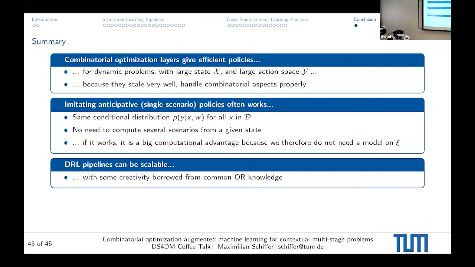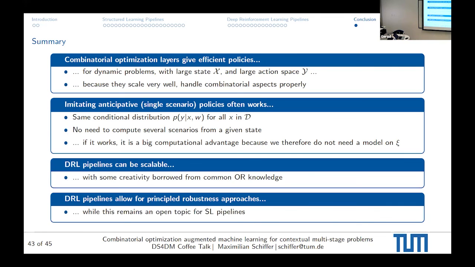Then DRL pipelines can be scalable, right? If you have the right mapping. So the argument that we need to go structured learning because DRL doesn't scale, well, take the ICLR paper and it scales, right? So that does no longer hold. And they can also be principled in steering robustness, where I'm not claiming it's not possible in the structured learning pipelines, but it hasn't been done yet, right?